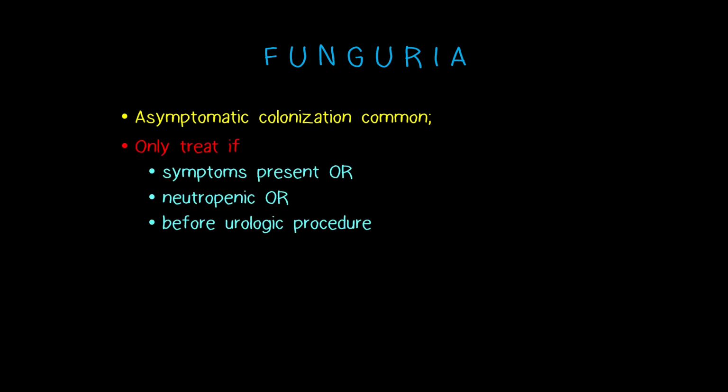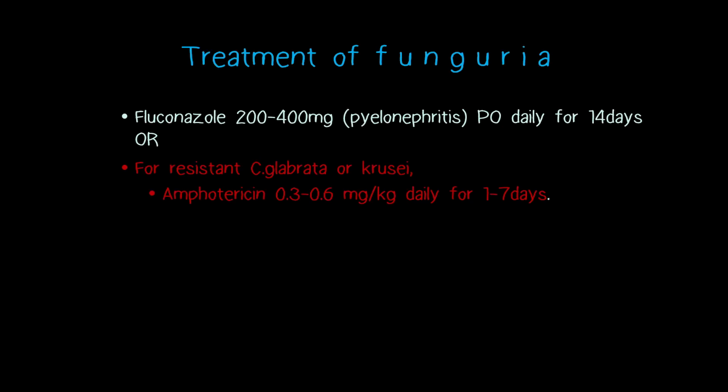The other is fungal infection, which is called funguria. Asymptomatic colonization, just finding yeast on urine analysis, is common and doesn't need any treatment. And treatment is indicated when there are symptoms or in patients who are neutropenic and at risk of invasive fungal infections or before invasive urological procedures. The first line treatment is fluconazole. If a resistant organism is suspected, one can use amphotericin B.